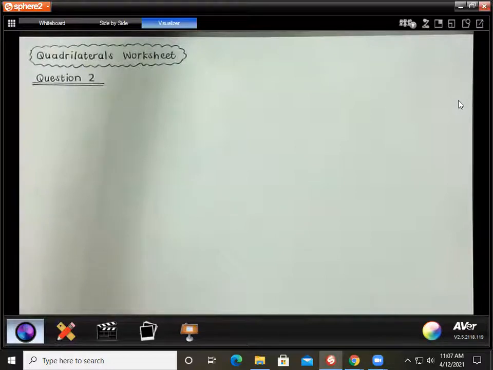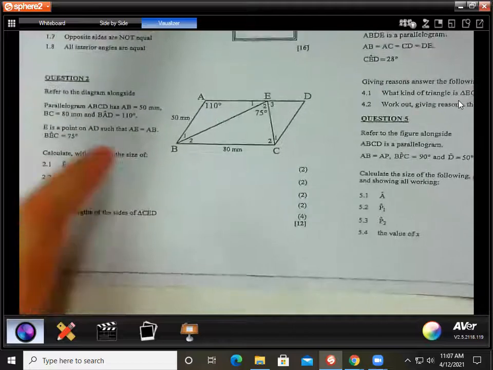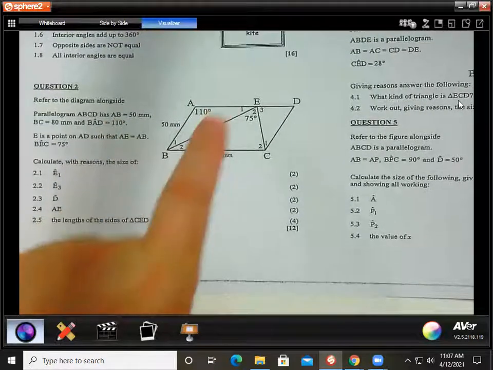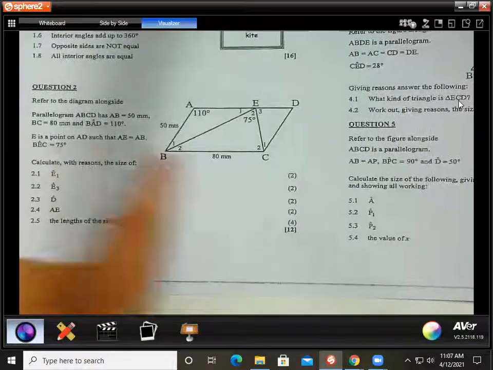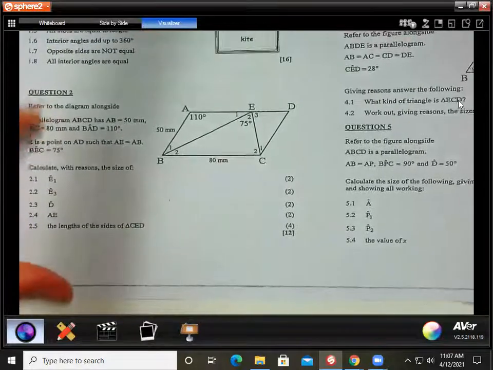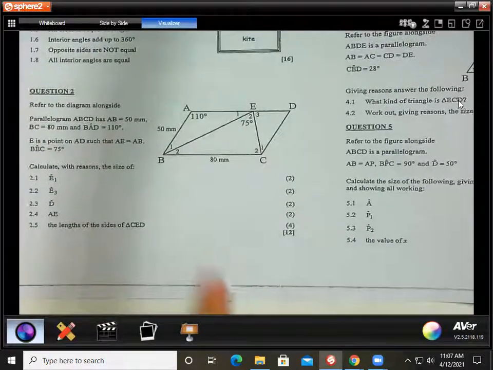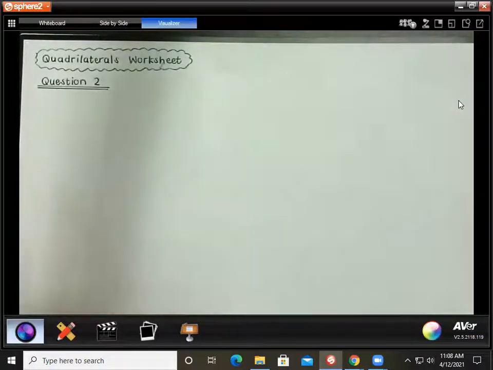Okay, in the wording of the question, I'll just show you guys quickly. They've listed various things here. They've said that AB is 50 millimeters, but that is on the picture. BC is 80 millimeters. So I'm not going to write all of this stuff down because everything is actually on the picture. Okay, so we'll just draw the picture and then we're going to answer the questions.